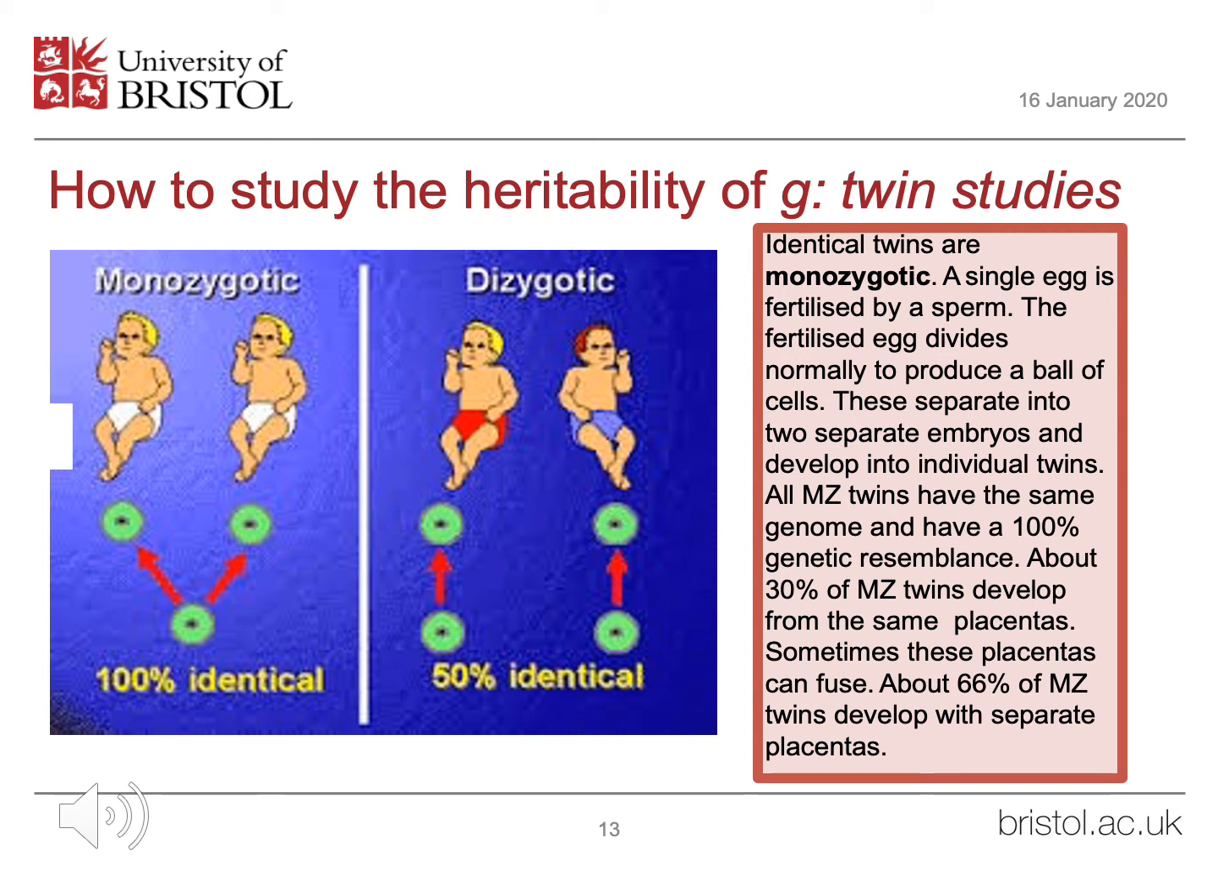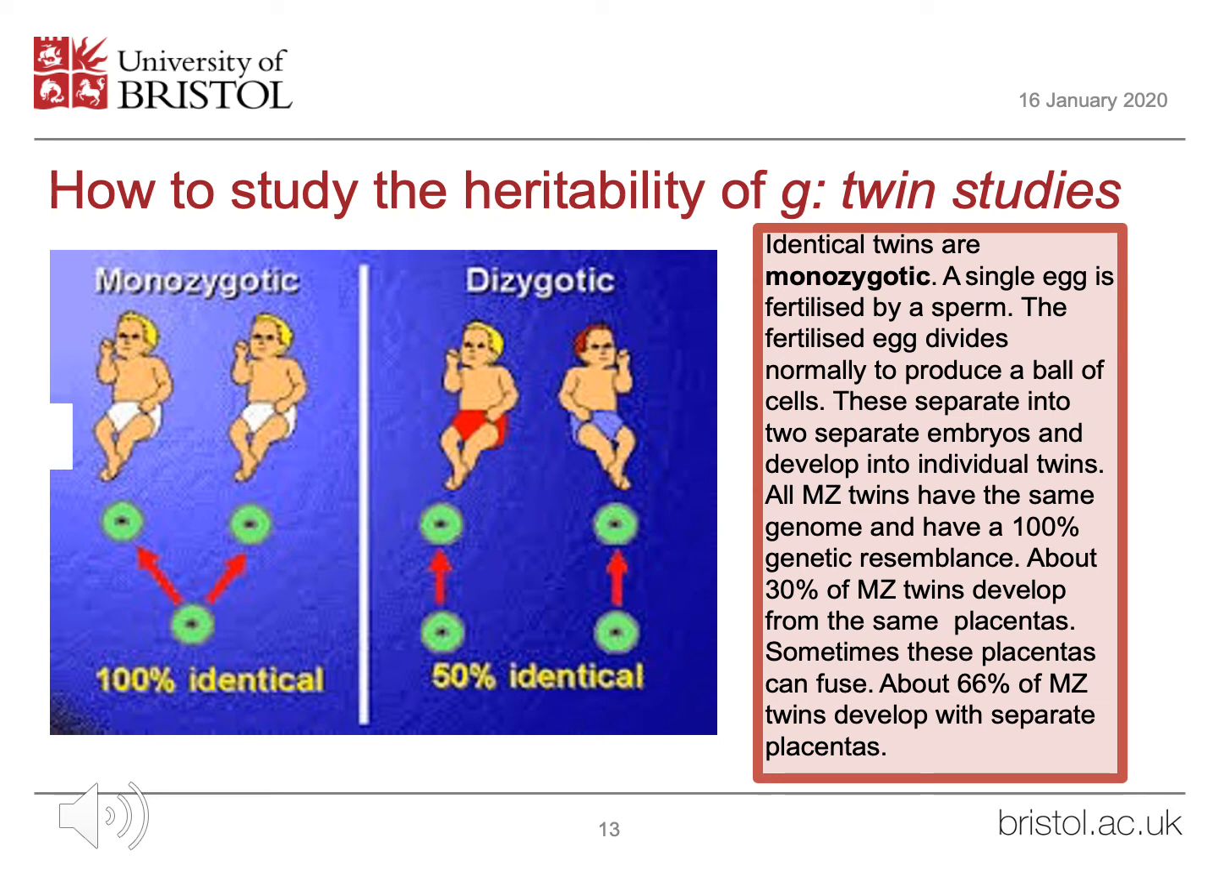Monozygotic twins are formed when a single egg is fertilized by a sperm. The fertilized egg divides normally many times to produce a ball of cells. These separate into two embryos and develop into individual twins.